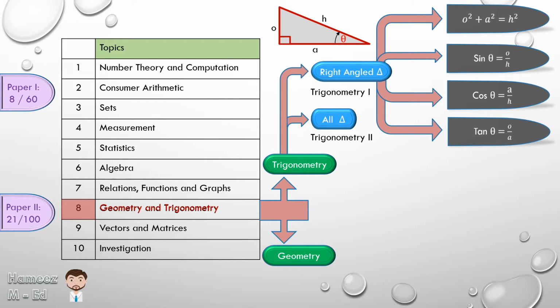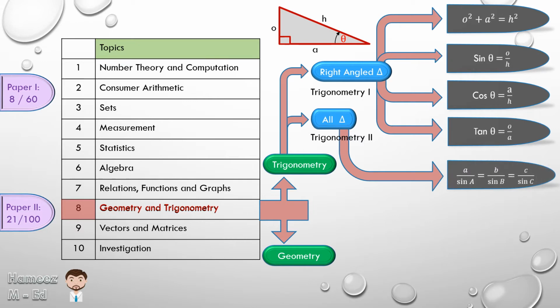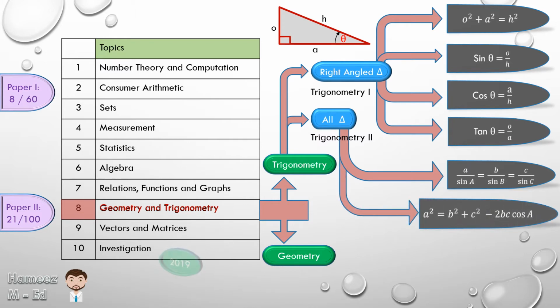And for any triangles, whether they are right angle or not, we can use the sine rule, a over sine a is equal to b over sine b, which is equal to c over sine c. Or we can use the cosine rule, a squared is equal to b squared plus c squared minus 2bc cos a.